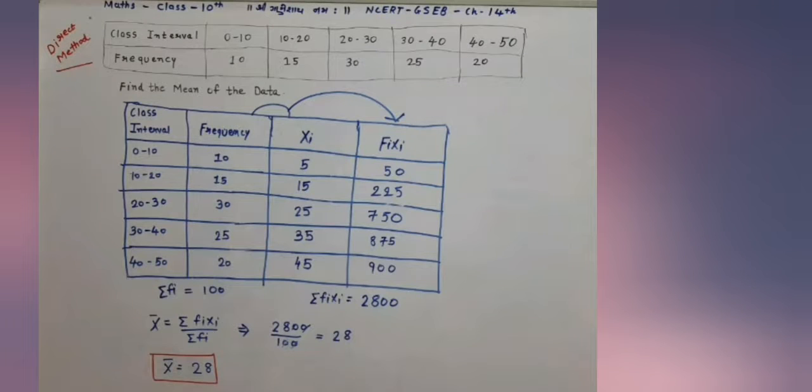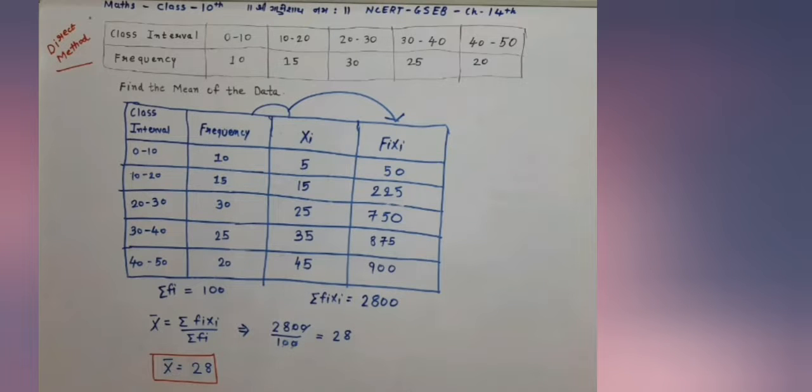Now we will understand the mean by the direct method. Here you can see the question is given in which the class intervals are 0 to 10, 10 to 20, 20 to 30, 30 to 40 and 40 to 50, and the frequencies given are 10, 15, 30, 25 and 20. We will find the mean by using the direct method.